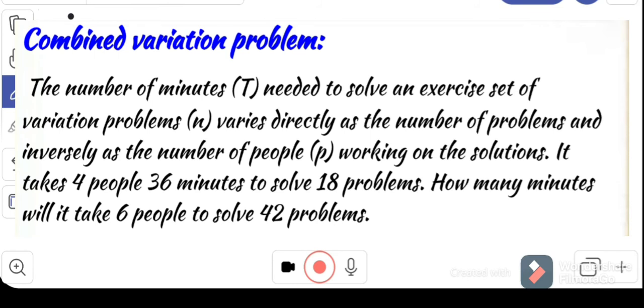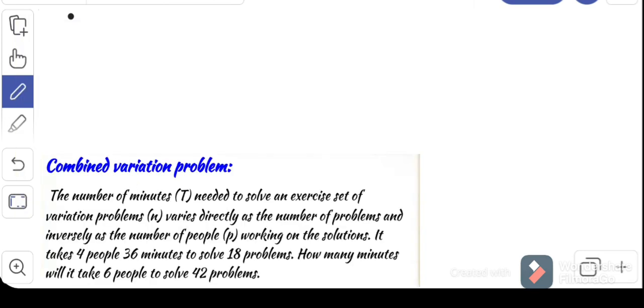For our word problem, we have the number of T minutes needed to solve an exercise set of a variation problem. T varies directly as the number of problems and inversely as the number of people working on the solutions. It takes 4 people 30 minutes to solve 18 problems. How many minutes will it take 6 people to solve 42 problems? Let's have first the equation for that.